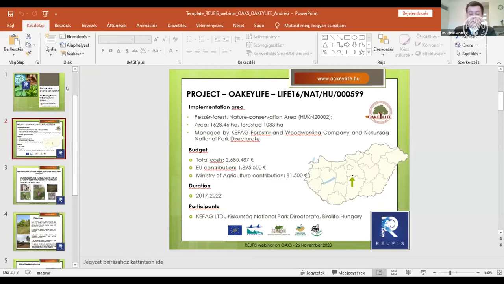This project started on the 1st of August 2017, and it will finish on the 31st of December 2022. Why Oak LIFE? Because the oak is the key of life. Györgyóka said that many herbivore insects live in the oak trees. Therefore, the oak is very important for us, mainly in the Great Plain in Hungary.